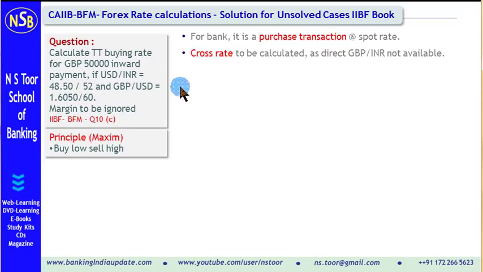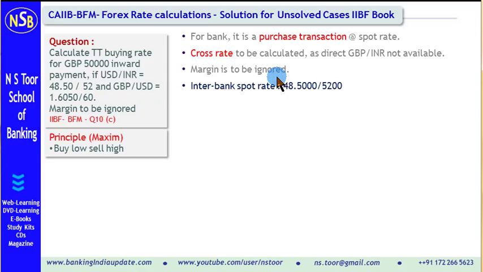Friends, because British pound and Indian currency rate is not directly available, hence we cannot calculate it as it is. First we have to calculate the rate between pound and Indian currency, and then we will be able to make the calculation for that. To calculate pound and Indian currency rate, we are going to make use of cross rate. Margin here is not given, so margin will be ignored. No adjustment is required to be made for margin.